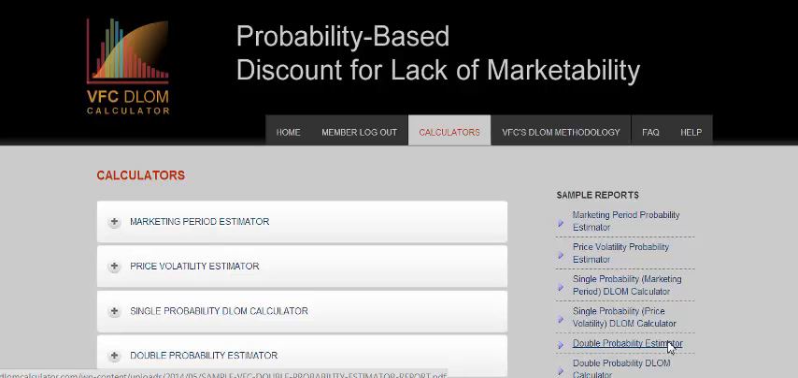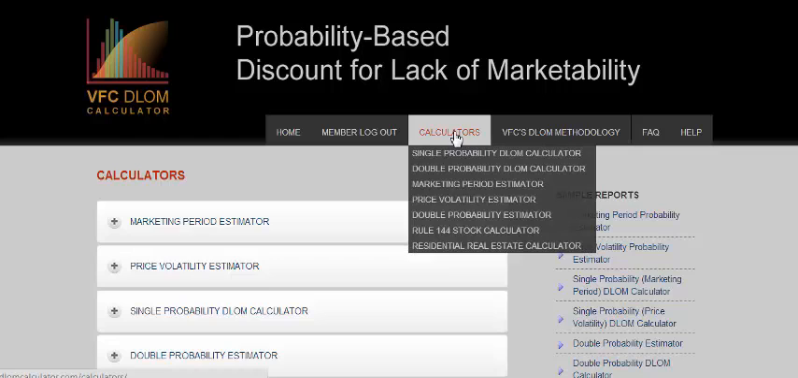In this segment, I will demonstrate the single probability DLOM calculator using price volatility probability. I'm already logged in, but you will need to register and have an active subscription to make any calculations. First, let's select our calculator. We do this by hovering our mouse over the Calculators tab and then selecting Single Probability DLOM Calculator.